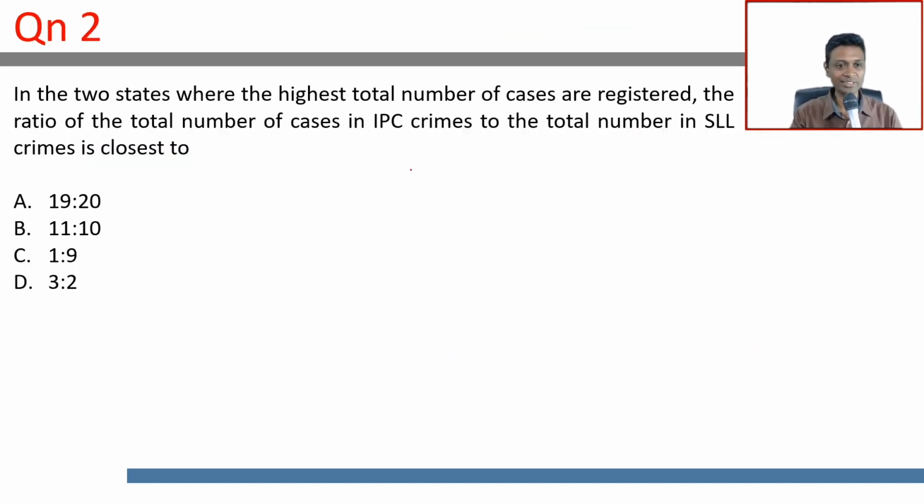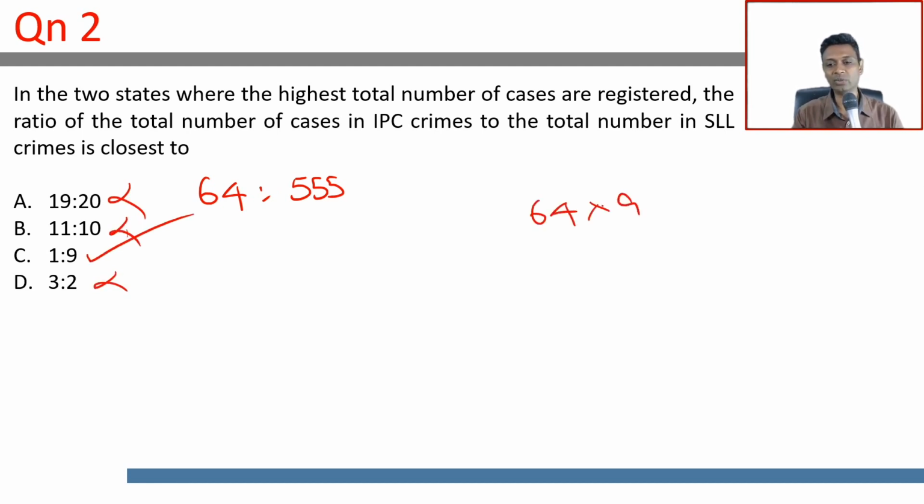Let's look at the choices. We're looking at 64 is to 555. Not this, not this, not this. An easy choice. 64 into 9. I think that's 576. Close enough. It works. None of the choices even come close. 1:9 should work.